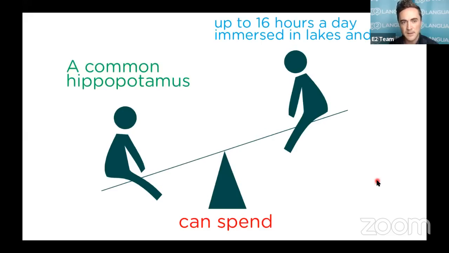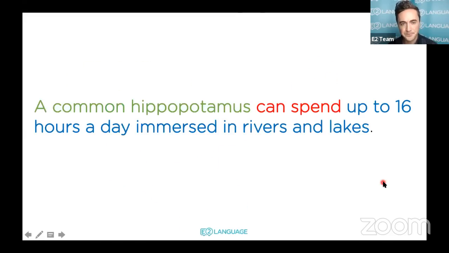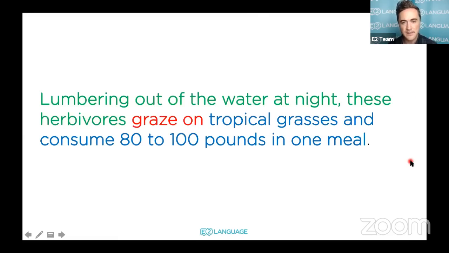A typical sentence: subject, verb, object. So, a common hippopotamus can spend up to 16 hours a day immersed in lakes and rivers. We've got our subject, a common hippopotamus. We've got our verb, can spend, and we've got our object, up to 16 hours a day immersed in lakes and rivers. Here it is here. Let's look at the next sentence. Lumbering out of the water at night, these herbivores graze on tropical grasses and consume 80 to 100 pounds in one meal.